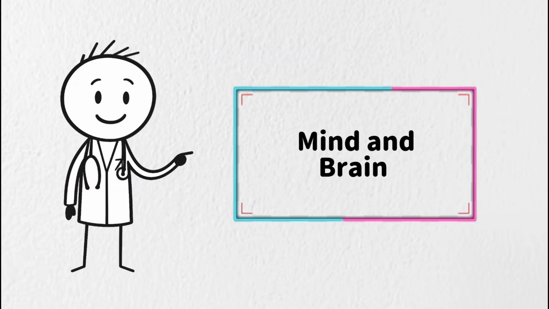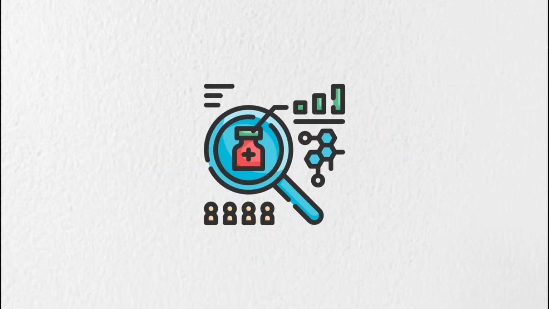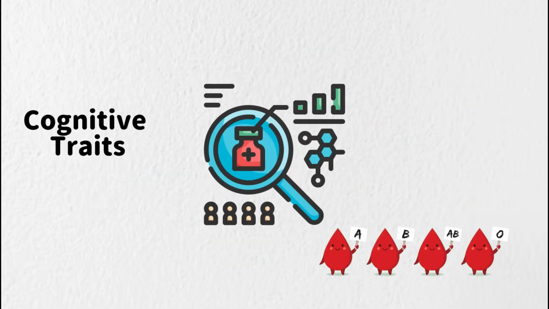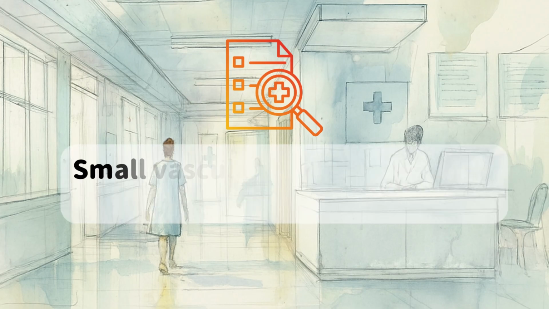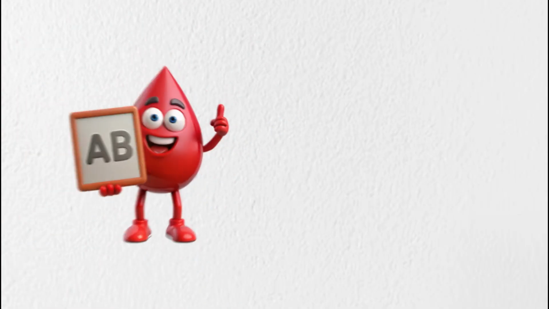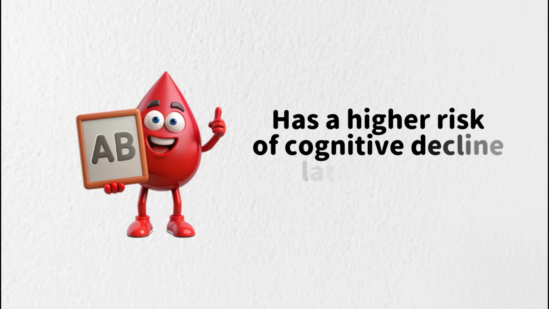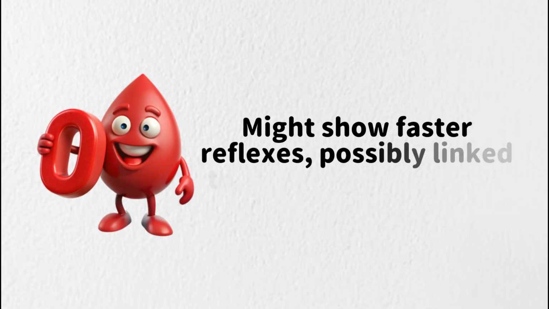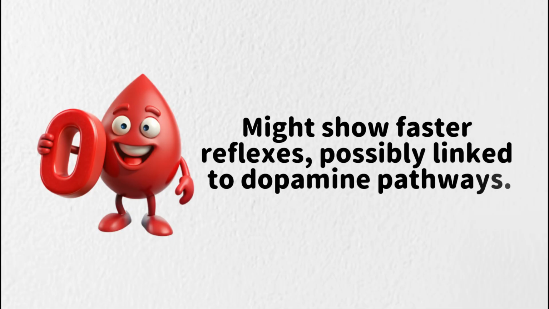Mind and brain. Some research explores links between blood type and cognitive traits. Evidence remains limited, yet small vascular differences could affect oxygen flow in the brain. Type AB has a higher risk of cognitive decline later in life. Type O might show faster reflexes, possibly linked to dopamine pathways.